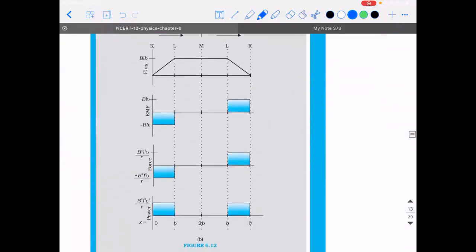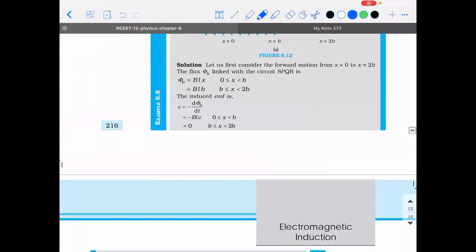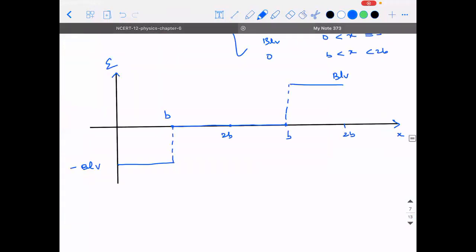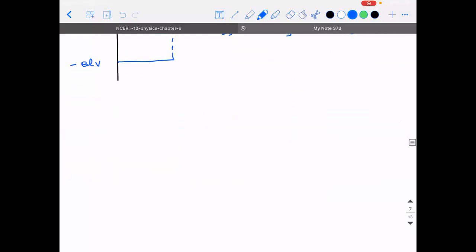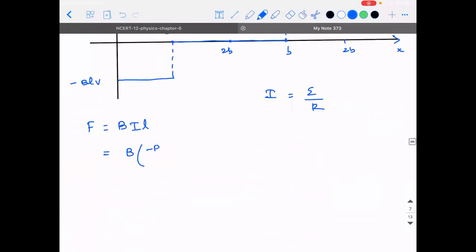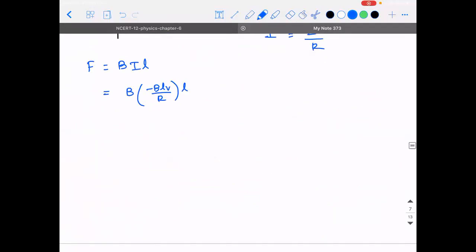Next is we need to calculate the force. So for calculating the force, what we will do is first we'll calculate the current. So we know that F is equal to B into I into L, right? So what is the value of I? I is equal to EMF divided by capital R. So B is B only. EMF is how much? EMF is minus BLB divided by R.